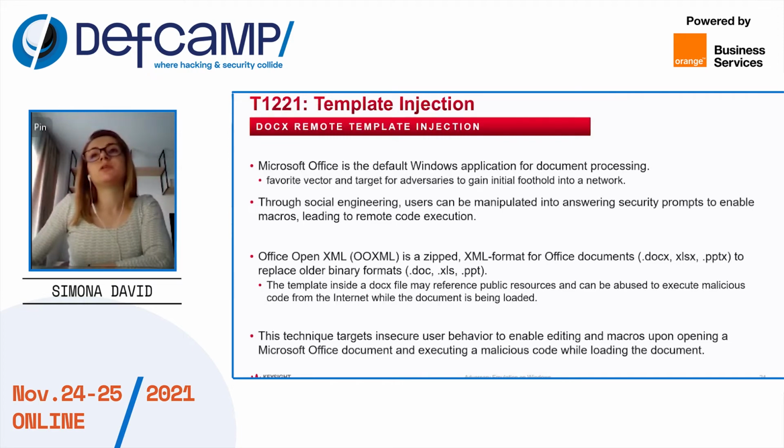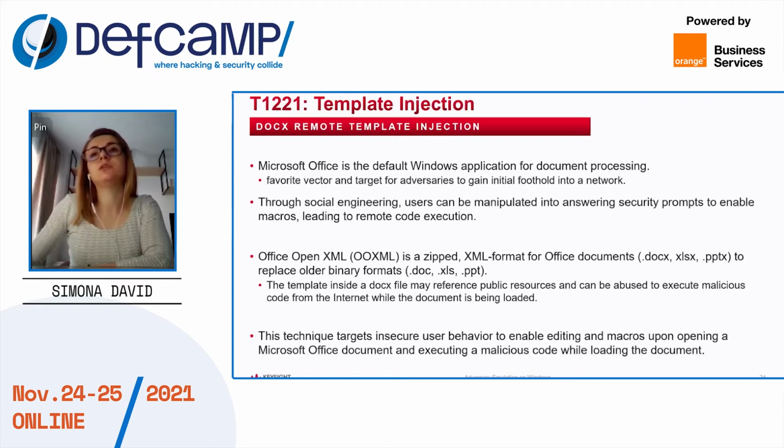Now back to our demo where we will talk about T1221 template injection. Microsoft Office is the default application for docx files. It is a favorite vector and target for adversaries to gain an initial foothold in a network.